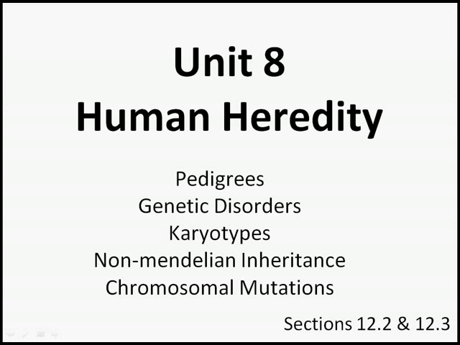So welcome to Unit 8, Human Heredity. Mostly human heredity. We're going to talk about some other things. Here are 5 major subjects that we're going to cover in Unit 8: pedigrees, genetic disorders, karyotypes, non-Mendelian inheritance, and chromosomal mutations. And this can all be found in sections 12.2 and 12.3 in your book, and you will see some good examples in there, so I would definitely use that to your advantage.